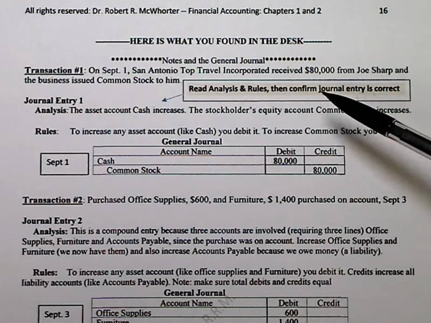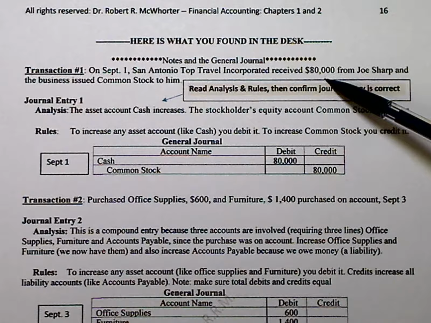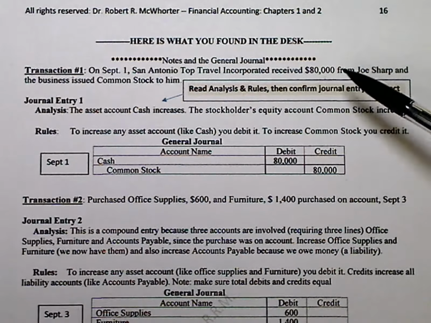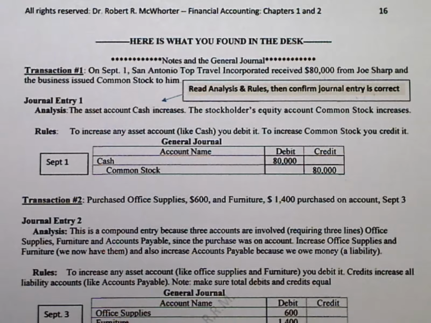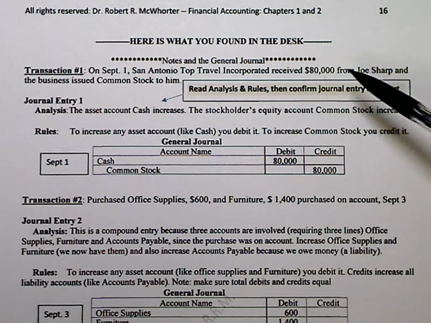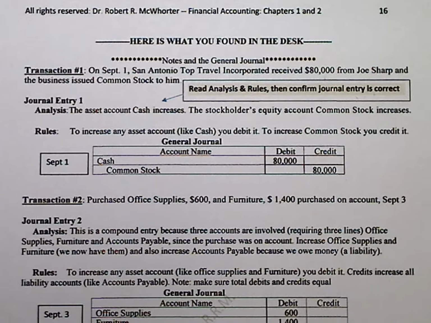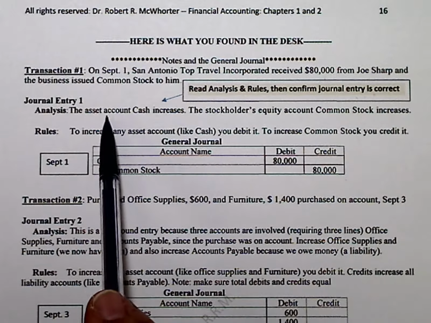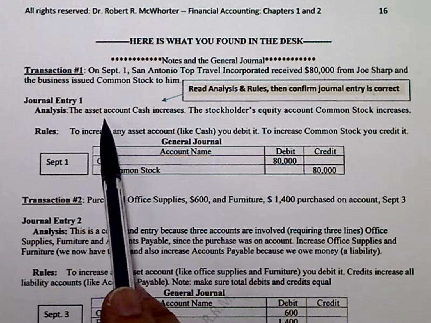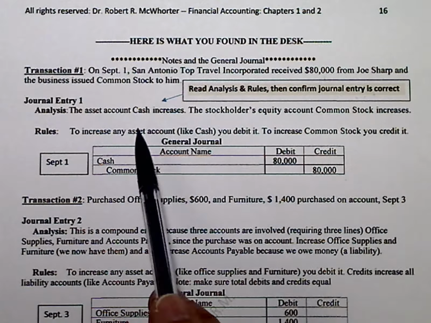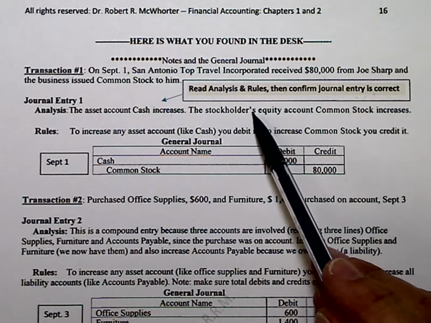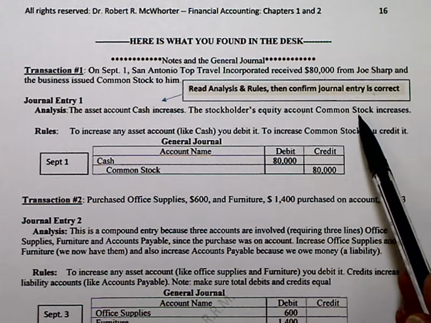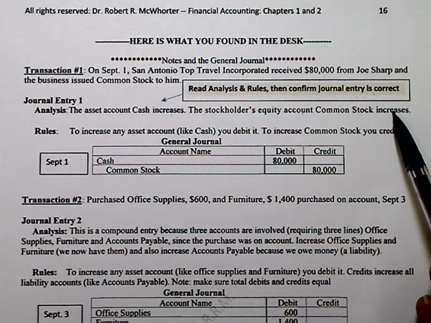So typically the very first thing, a new company is going to issue stock. What happens is the owners put money into the business and they get common stock in exchange. In this case, the owner Joe Sharp put in $80,000 and received common stock. When you analyze that, you've got to read that and go, okay, according to that, $80,000 cash is being increased and the stockholders' equity is going up. The common stock is being increased.